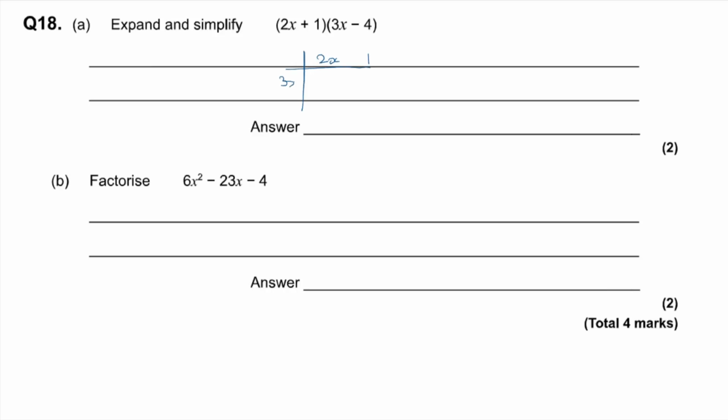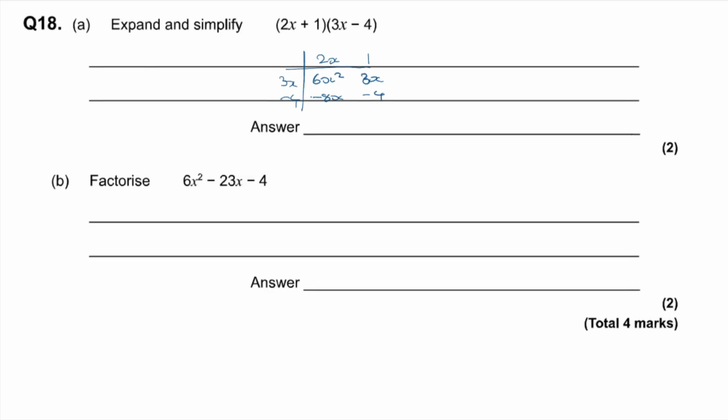Okay, if you do it in the grid method, you won't drop a term. So 3x times 2x is 6x squared. 3x times 1 is 3x. 2x times minus 4, that's minus 8x. And minus 4 times 1, that's minus 4.